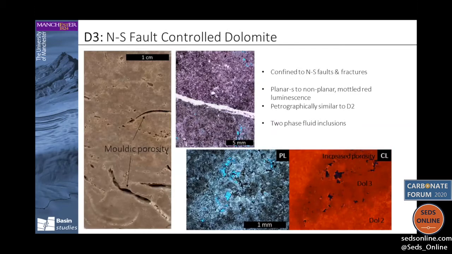The D3 dolomite, which is found along the north-south fractures, is very similar petrographically to the D2. It also forms planar to non-planar dolomite crystals, has 2 phase fluid inclusions, and in the bottom, in the PL and the CL images, we can see there is a slight difference in the luminescence where it is overprinting this D2 dolomite.